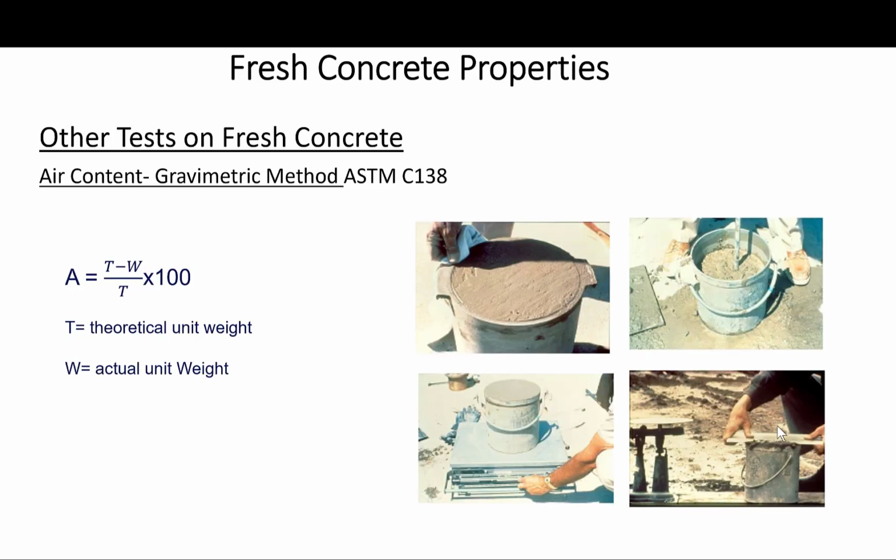The air content of the concrete, referred to as A in the equation you are looking at here, is calculated as A equals T minus W over T, multiplied by 100, where T is the theoretical weight of concrete on an air-free basis, and W is the unit weight of concrete. This method can also be used to determine the yield, meaning the volume of fresh concrete produced from a known quantity of ingredients, and the cement content as well as the unit weight.